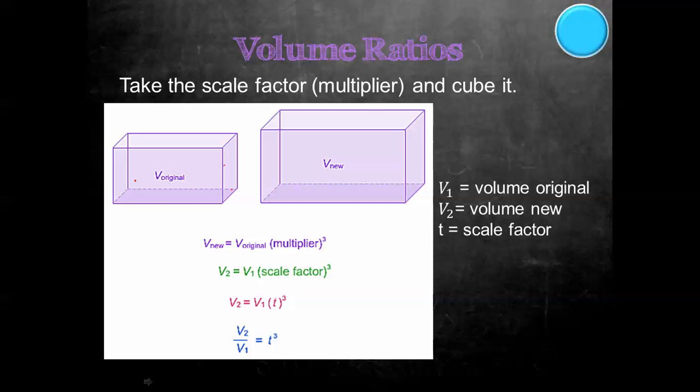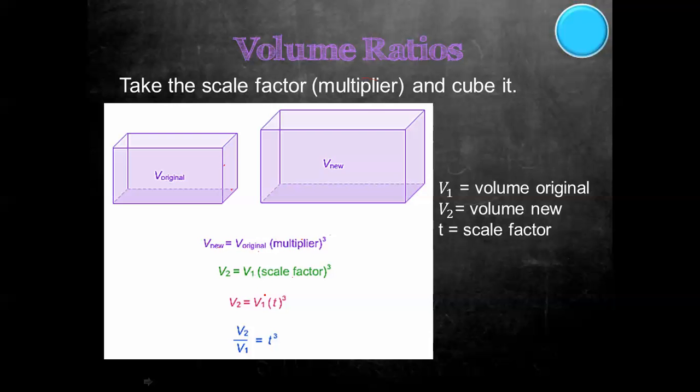So remember, if you're given a volume and you know that all the dimensions are similar, that they are increased by the same scale factor, then we can use the formula that the new volume is going to equal the original volume times the multiplier cubed. Instead of saying multiplier, we're going to say scale factor. Instead of saying new volume, we're going to say volume 2. And instead of saying original, we're going to say volume 1.